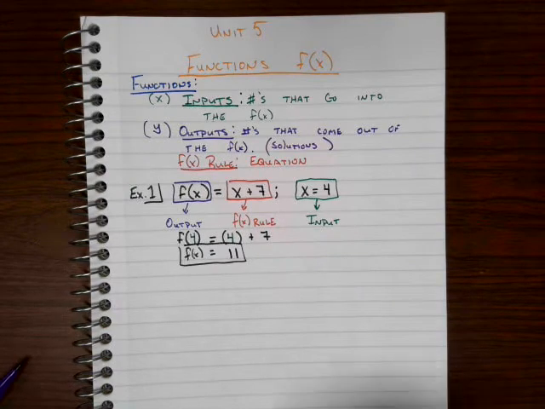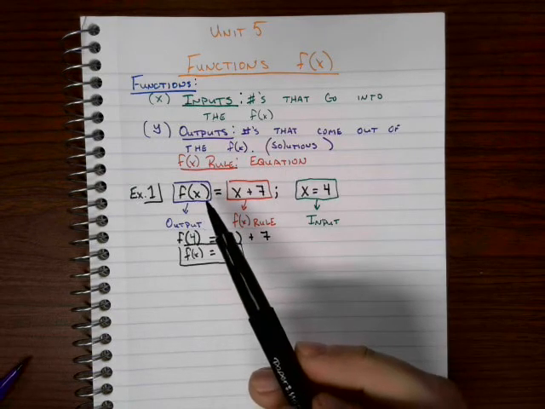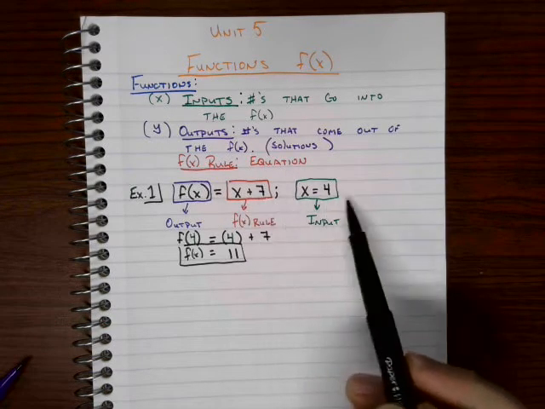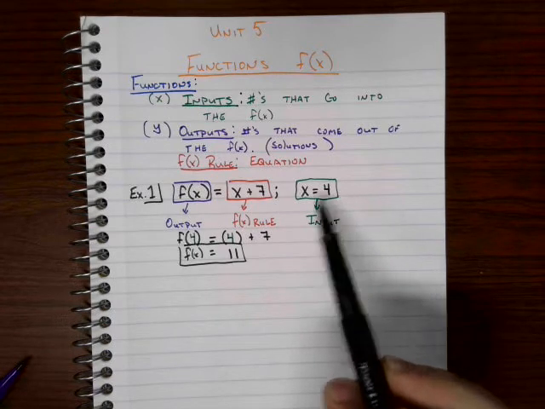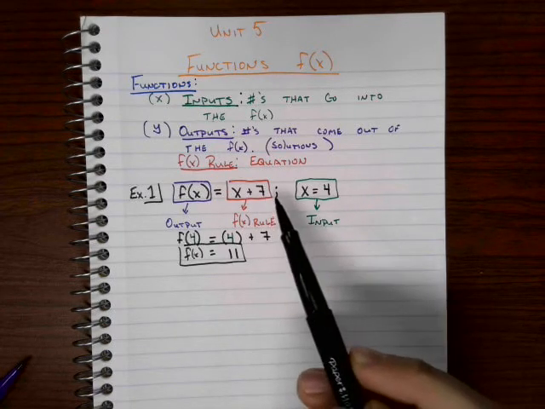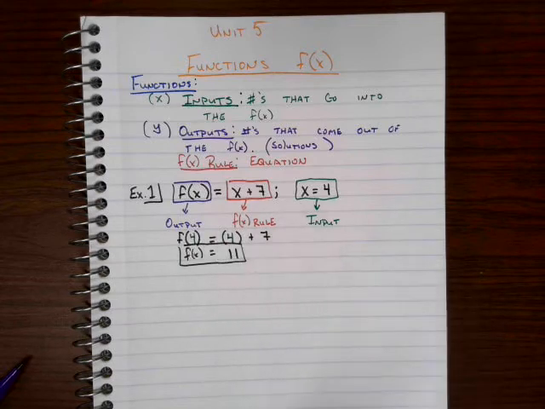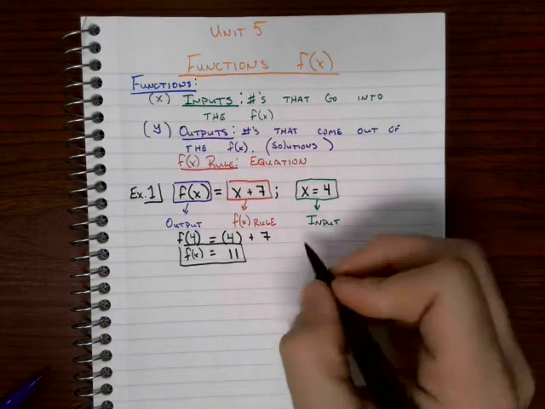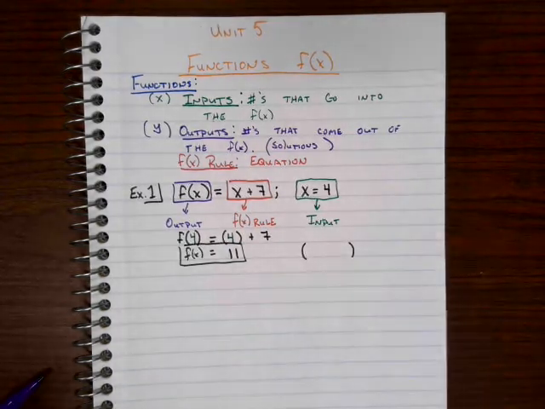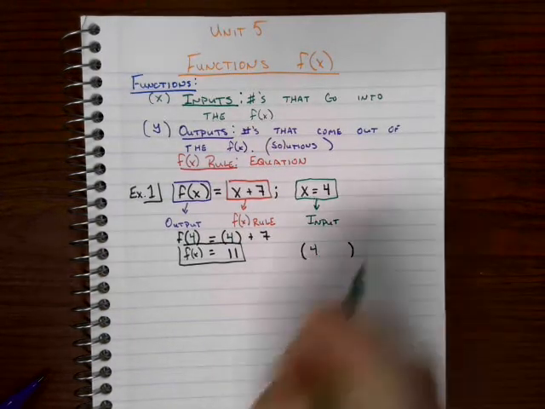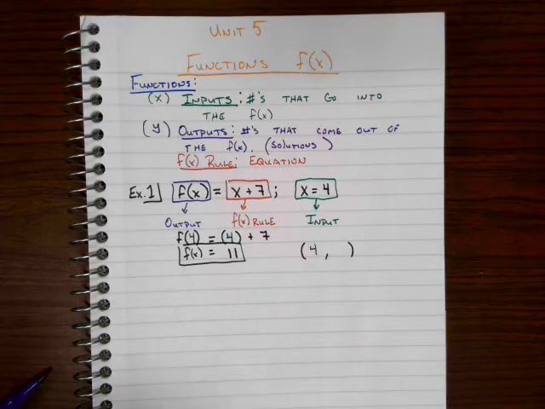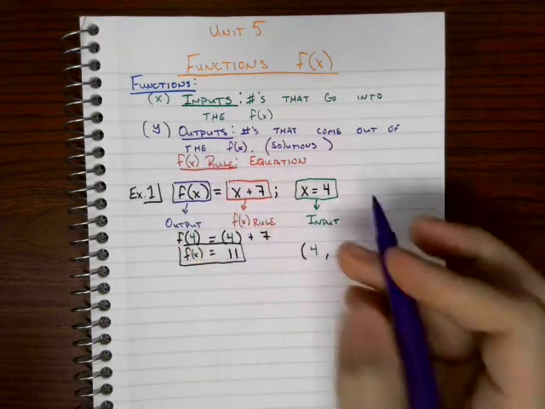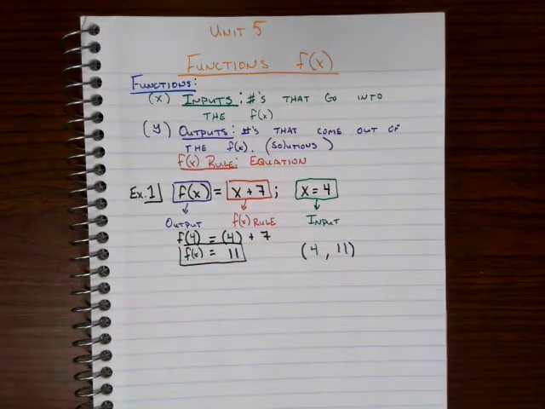So the question is, what is f of x, which is x plus 7, when x is 4? My answer is 11. So it basically says when x is 4, your function equals 11. And if that was a coordinate point, we would write it like this: 4, because 4 is my x, comma, my f of x is my output, which is my y, 11. That's what that point would be if I was to plot it on a graph.